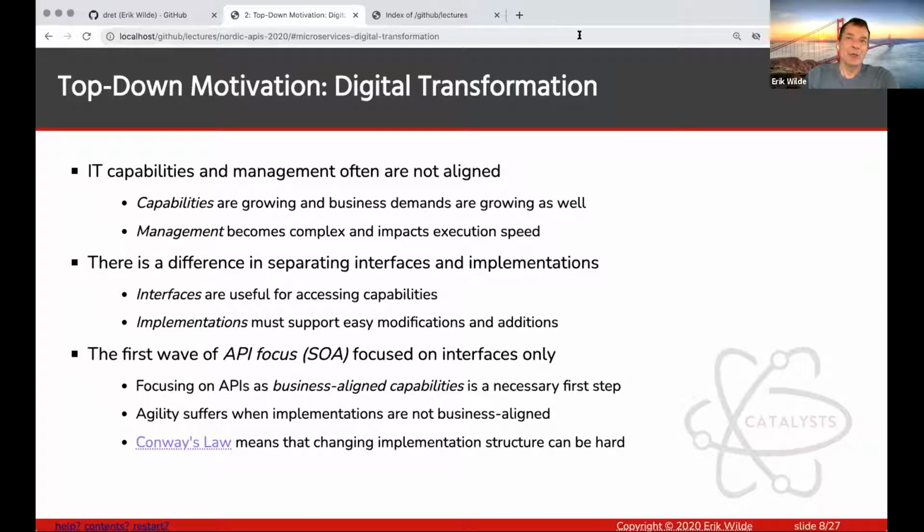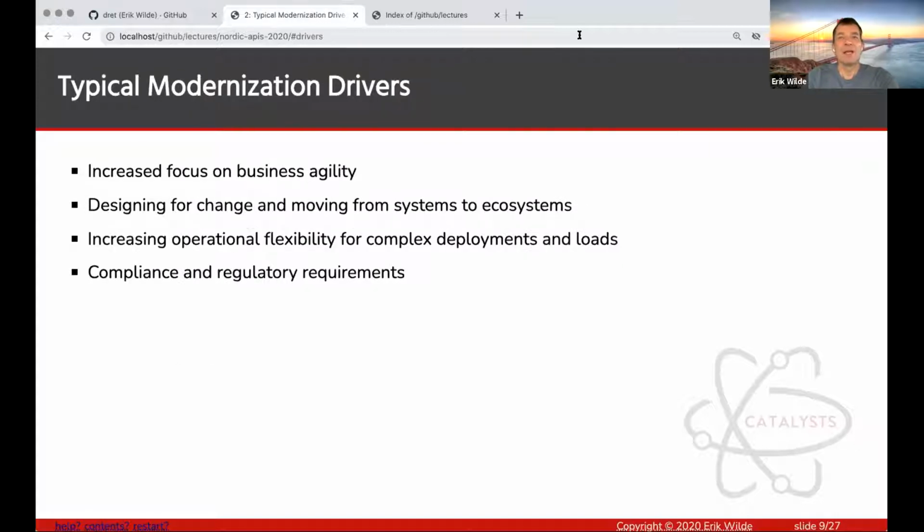And either way, if you have any of those drivers, bottom up or top down, then you might want to go through modernization. But it's really important to think about the reasons. And I think that is something that people should always keep in mind.